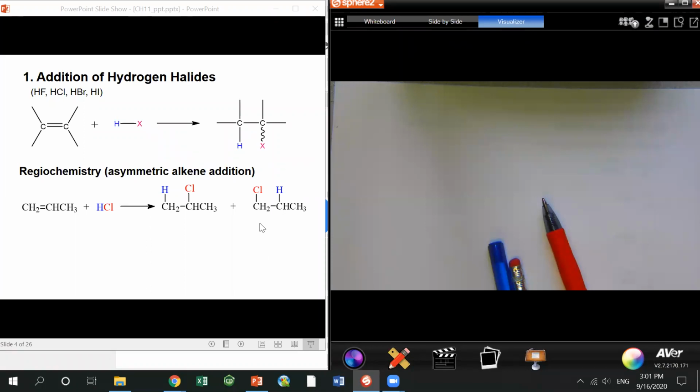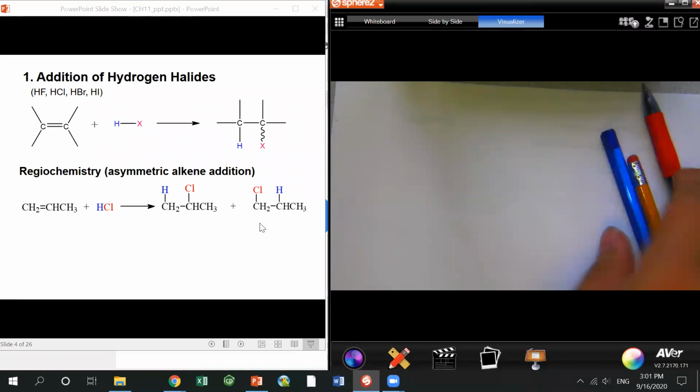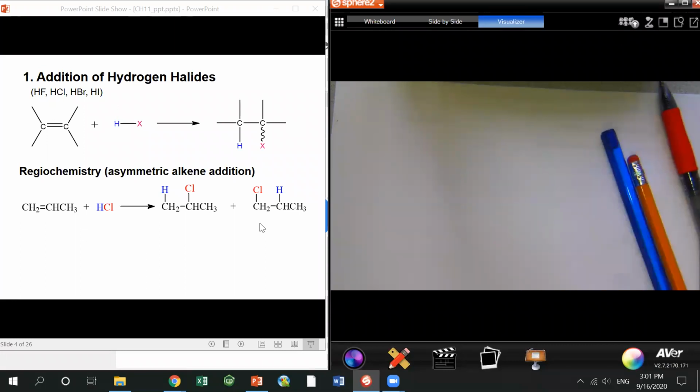So let's continue chapter 11. Last time we talked about mechanism 1, where you add the electrophile first, generally the carbocation. The carbocation has a planar structure, and then the nucleophile comes. Under mechanism 1, the first reaction we learned is the addition of the hydrogen halide, HX, so one carbon picks up the H, another carbon picks up the chloride, bromide, iodide, or fluoride.